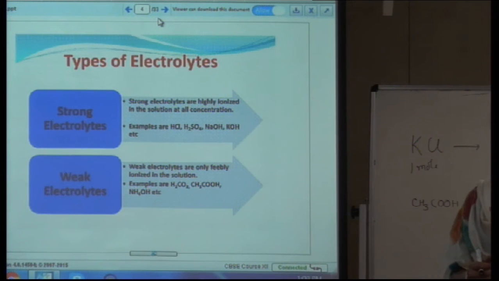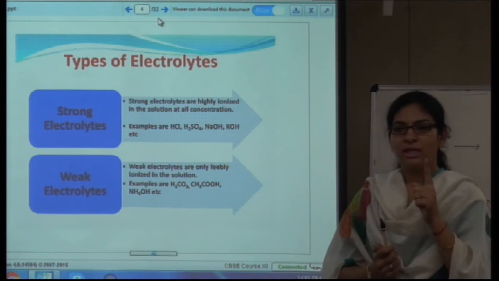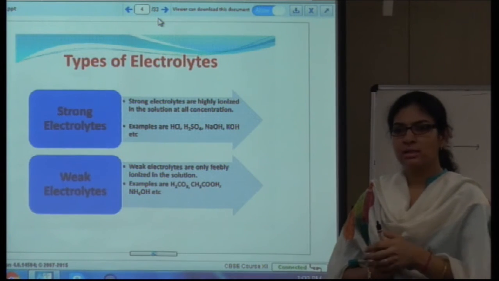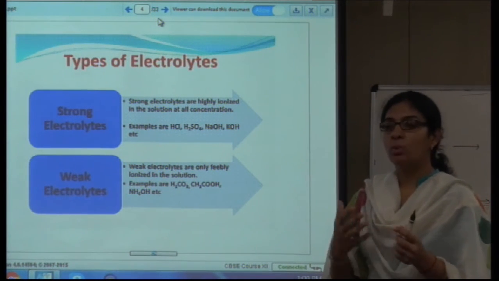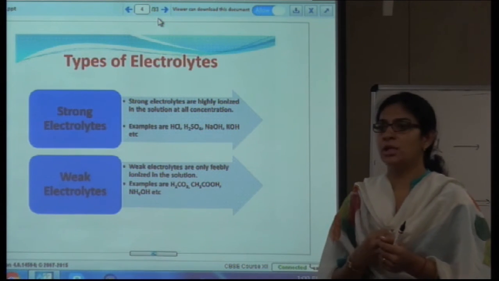See the difference. You get H plus ion by the dissociation of HCl also, H plus and Cl minus, and you get H plus from the dissociation of acetic acid also. But HCl is a strong acid and acetic acid is a weak acid. Why? What is the difference? The difference is in the degree of dissociation.